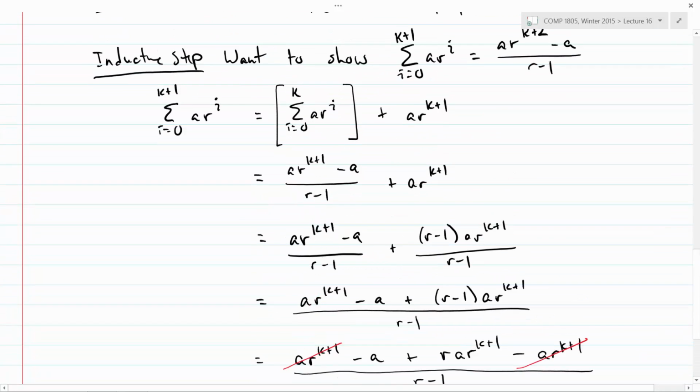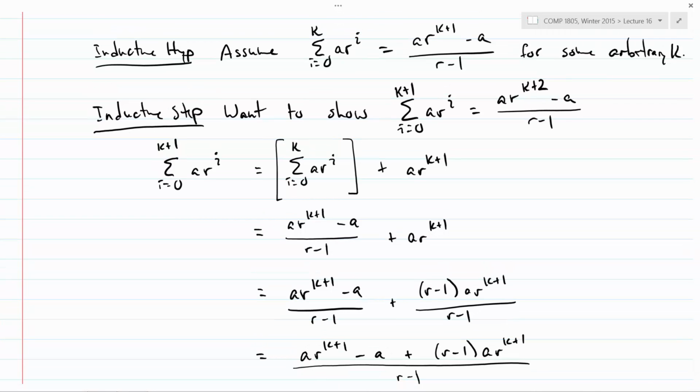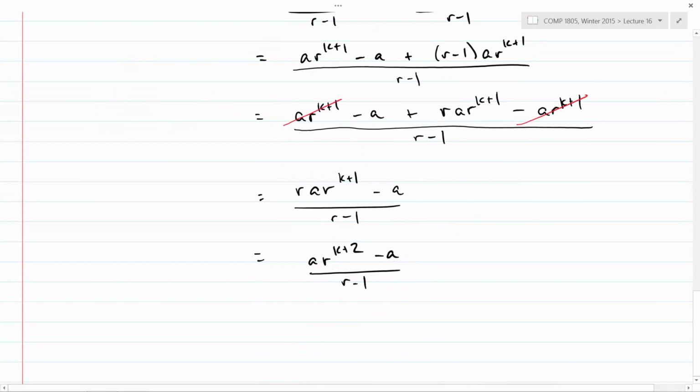So I go back up to what I'm trying to prove. And I was in fact trying to prove that the sum was equal to (a r^(k+2) minus a) all over r minus 1. So that's exactly what I wanted it to be equal to, and it is. Okay, so now the proof is done. The inductive step is proven.